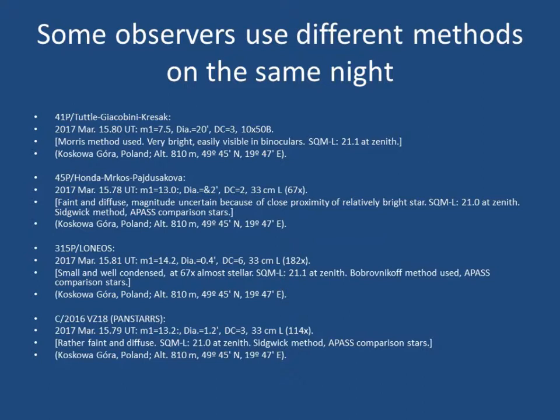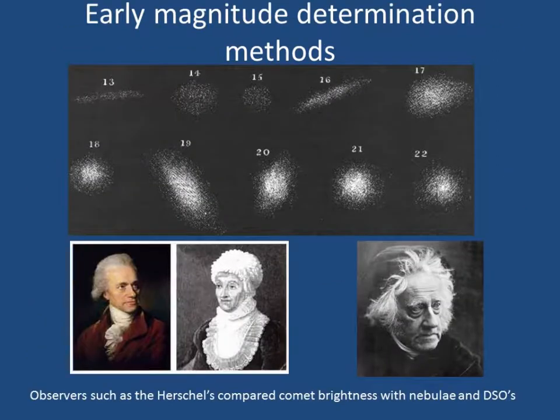The early magnitude determination methods: you can see observers such as the Herschels compared comet brightnesses with nebulae and deep sky objects, and you can see why they did that. The nebulae that were discovered by Herschel and others looked like comets in the sky, at least some of the brighter ones.